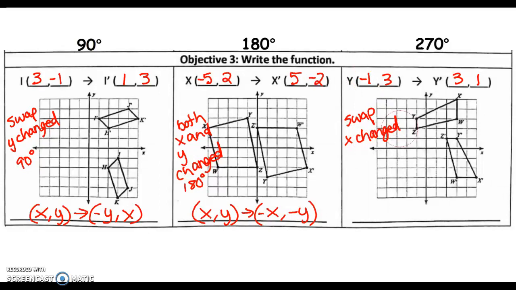So we would just look back and see which rotation swaps the x and y and changes the x. And we would see that that is a 270 degree. And then we would just write our function.